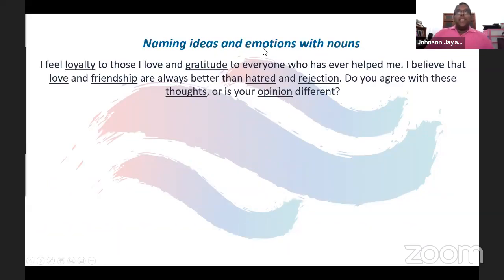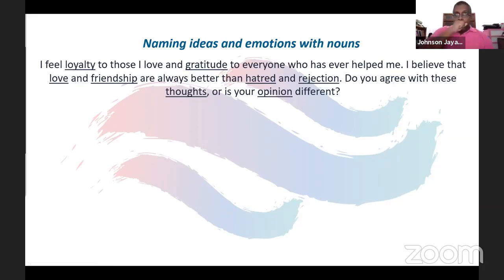Right, naming ideas and emotions with nouns. I feel loyalty to those I love and gratitude to everyone who has ever helped me. I believe that love and friendship are always better than hatred and rejection. Do you agree with these thoughts, or is your opinion different? So all these words that have been underlined are ideas or to do with emotions.